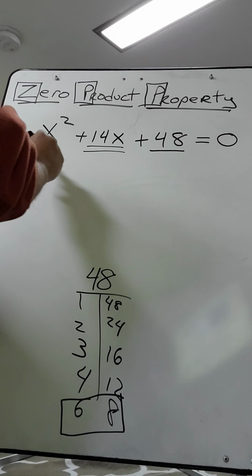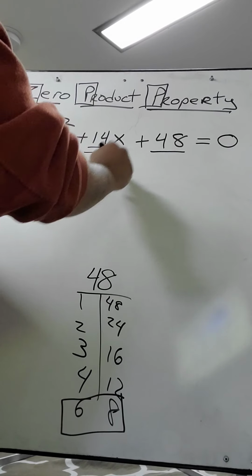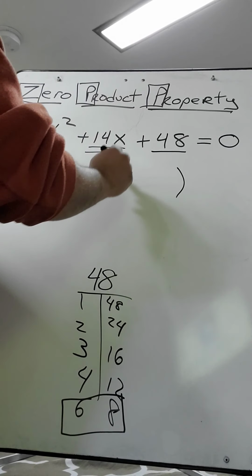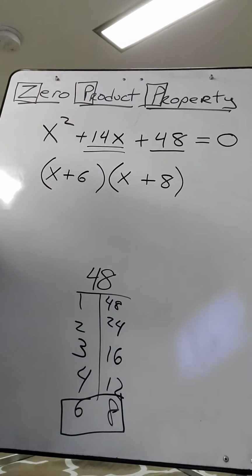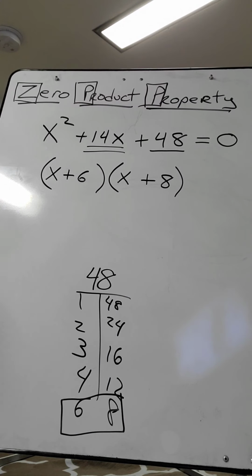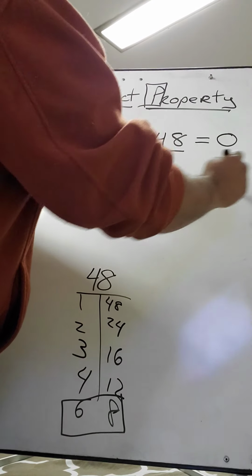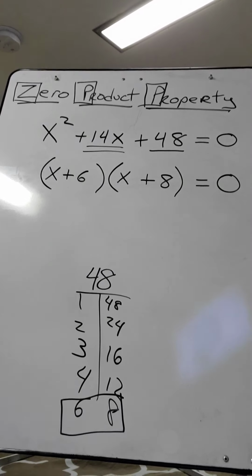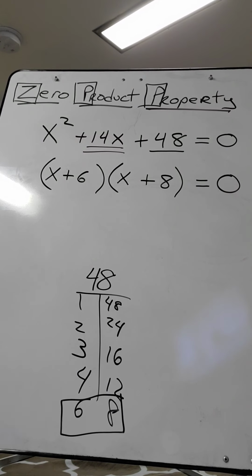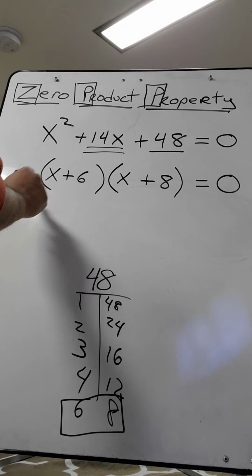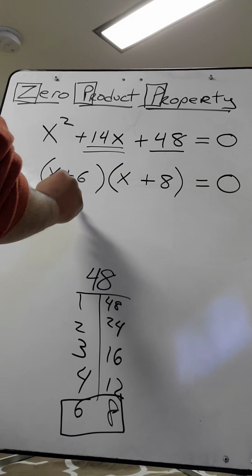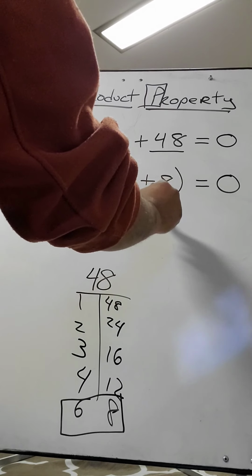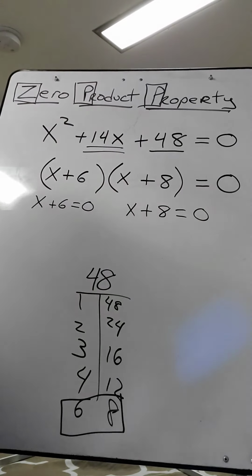So you've done this before. Very simply, just putting your parentheses down and make this x plus 6 and then x plus 8. But we're not done. We have to make sure we bring the equals 0 down as well. That's where this zero product property comes into place. At that point, I need to split up these two different binomials, make one of them x plus 6 equals 0, and the other one, x plus 8 equals 0.